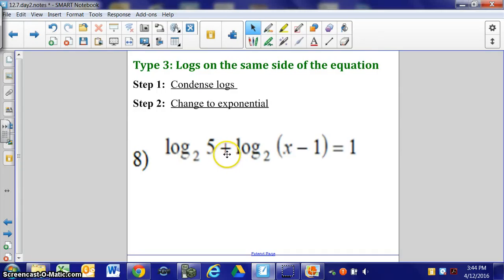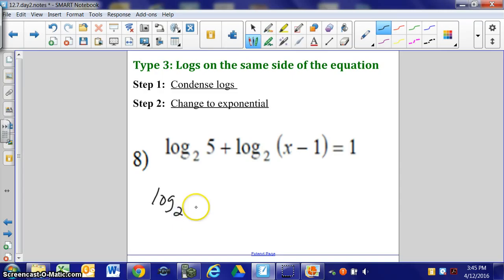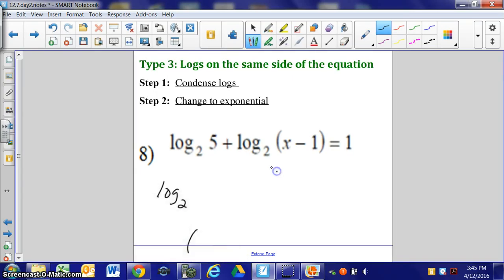Here I see that I have addition of two separate logarithms. So I'm hoping to use the property of logarithms to write them as a single logarithm. Now the fact that they're both base 2 allows me to do that. So that gives me log base 2 of, well, addition turns into multiplication. So this becomes 5 times x minus 1. Log base 2 of 5 times x minus 1 equals 1.